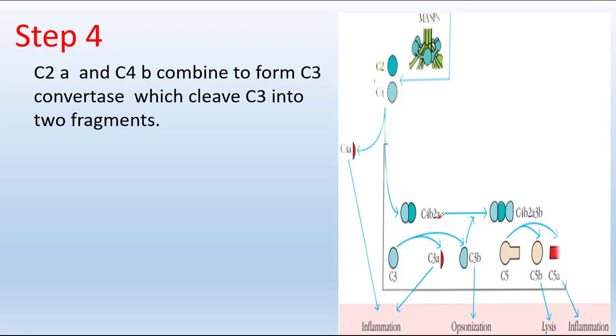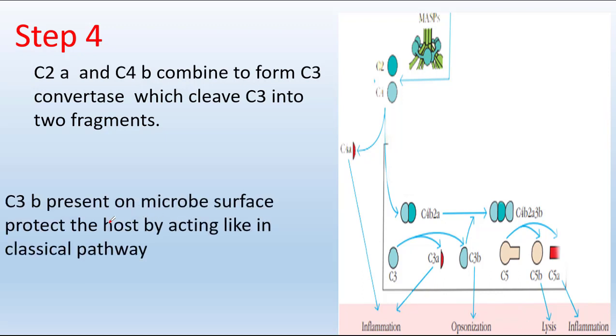This C3 convertase cleaves the C3 component into 2 fragments, C3 alpha fragment and C3 beta fragment. C3 alpha plays its role in inflammation reactions, but C3 beta binds to the pathogen membrane surface and protects the host by acting like opsonin, just as in the classical pathway. In some cases, C3 beta also combines with the C3 convertase to form C5 convertase.